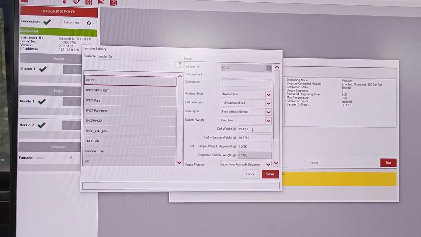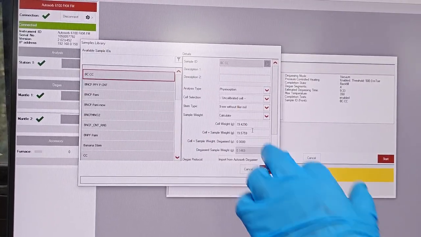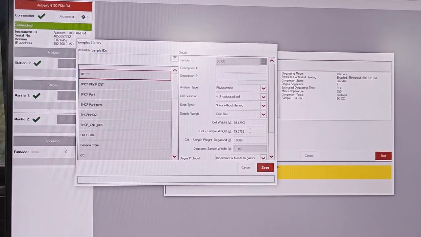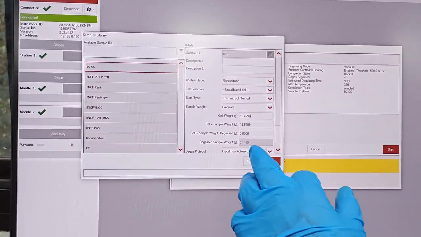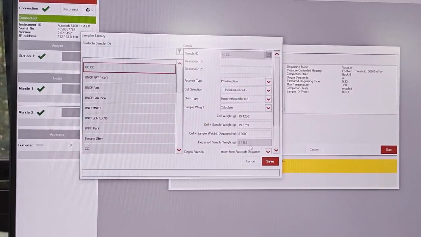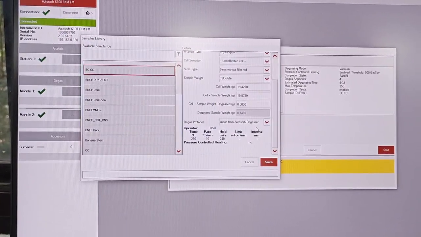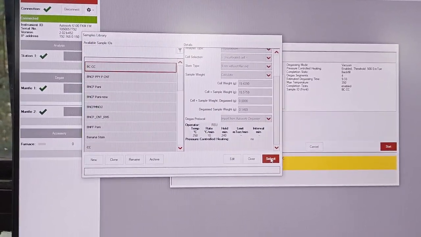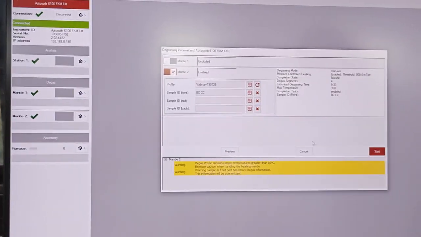We can add here the cell weight. Let us say the weight of the cell is 19.429. And the sample weight is approximately 0.1469, which means 146 milligram. Okay, that's fine. So save and close. Now everything is showing here.